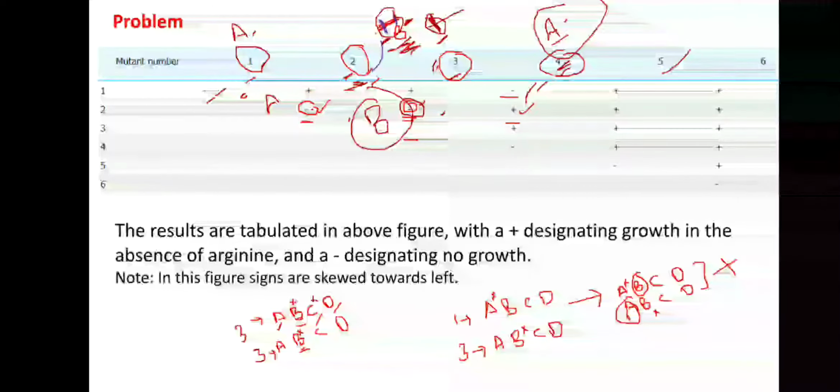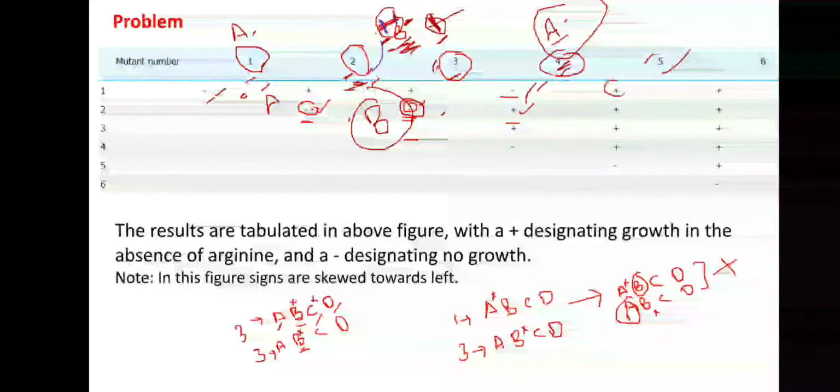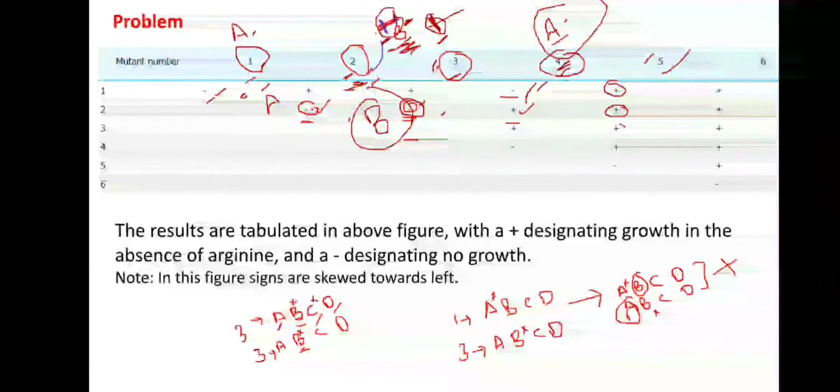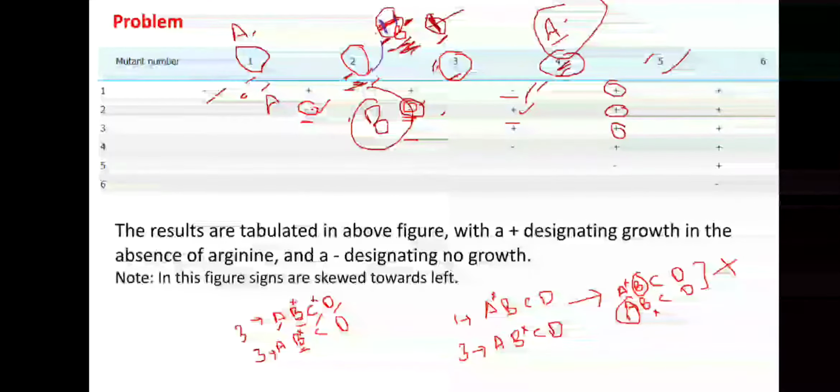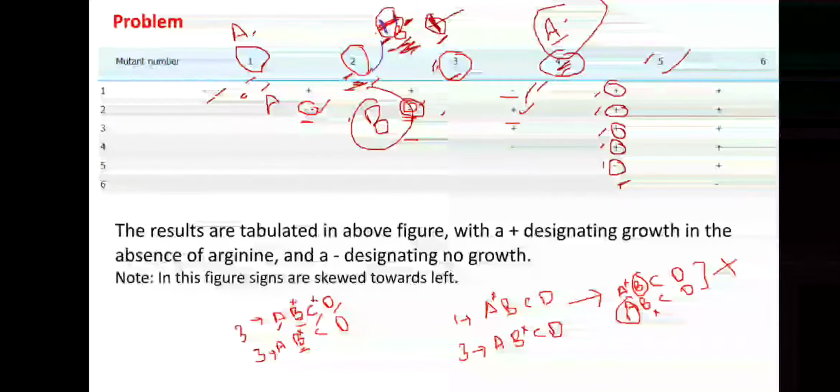Now fifth, when 1 was mated with 5, we got plus. When second was mated with 5, we got plus. Third was mated with 5, we got plus. Fourth was mated with 5, we got plus. But when 5 was crossed with self, it was negative. So this is first number mutant mated with 5, second number mutant mated with 5, third number mutant mated with 5, fourth number mutant mated with 5, and fifth number mutant with self. So here it was negative. So what does it mean?